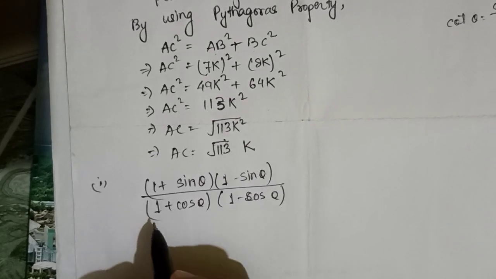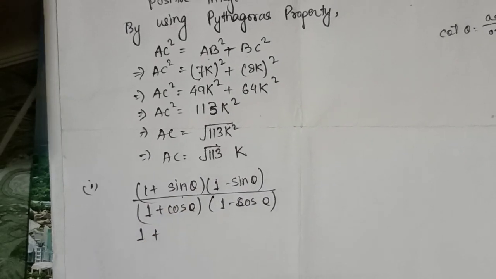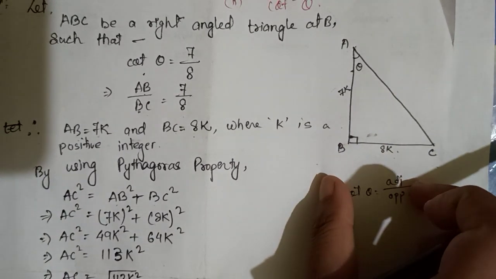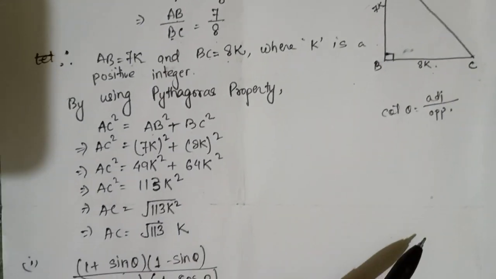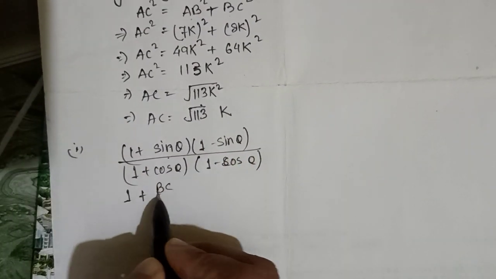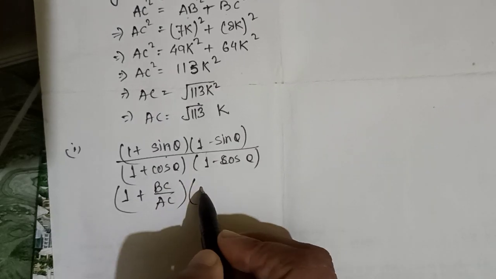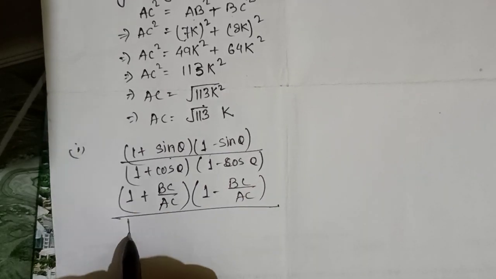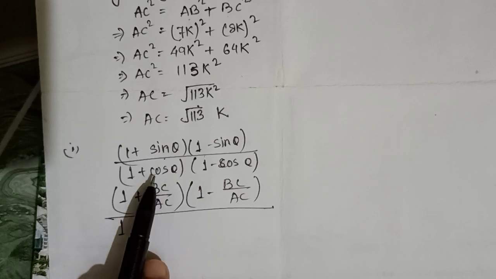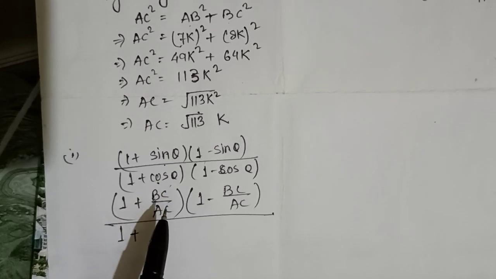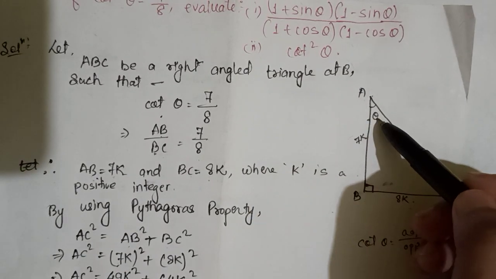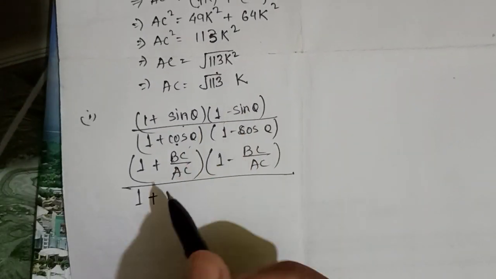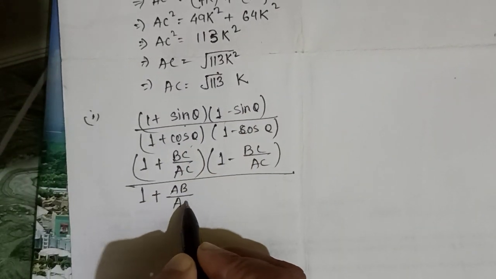Now you have to put the values. 1 will remain, 1 plus sin theta. For sine it is opposite by hypotenuse. If I see from theta, opposite will be BC, hypotenuse will be AC. So BC by AC, close the bracket. Again 1 minus sin theta, it will be the same, BC by AC, divided by, in the denominator we also have 1 plus cos theta. The formula for cos theta is adjacent side by hypotenuse. From theta, adjacent side will be AB, AB by hypotenuse AC. So we will take here AB by AC.